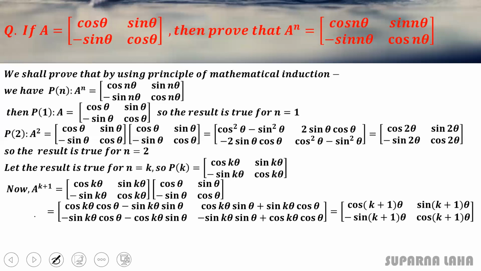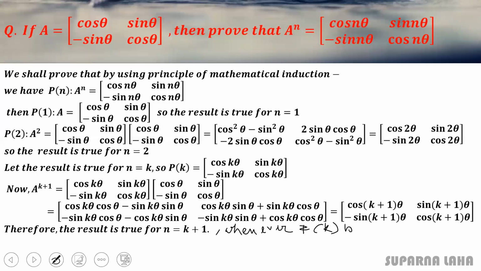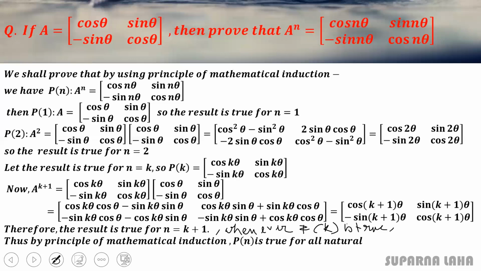Now look at that. For n is equal to k plus 1, the result is also true whenever P(k) is true. So if P(k) is true, we can say that it is true for n is equal to k plus 1 also. Hence, from the principle of mathematical induction, you can say that P(n) is true for every natural number n. So this is the proof.